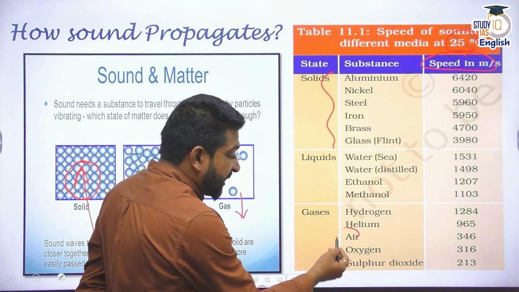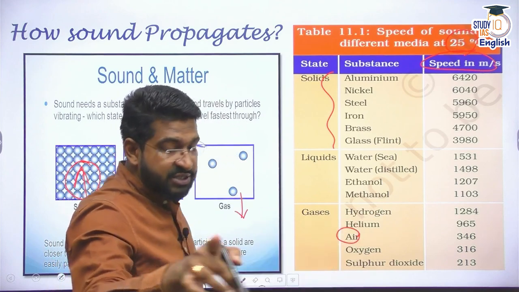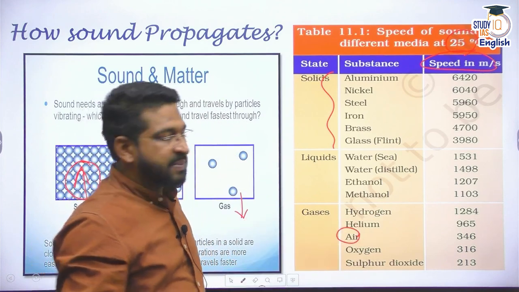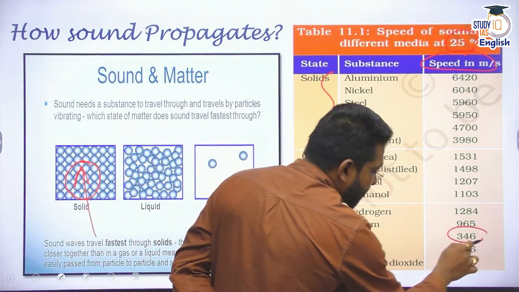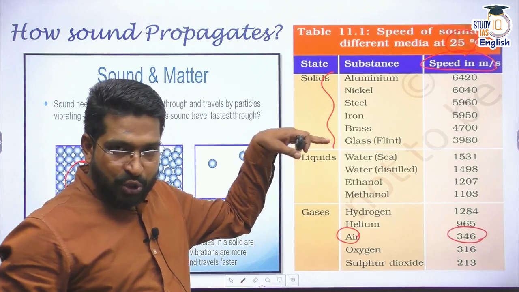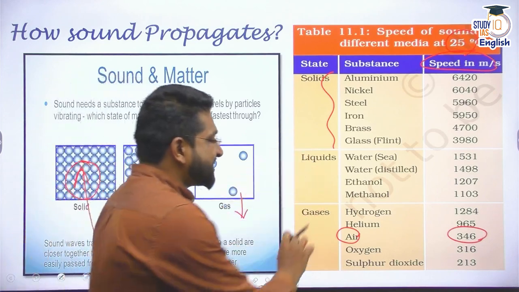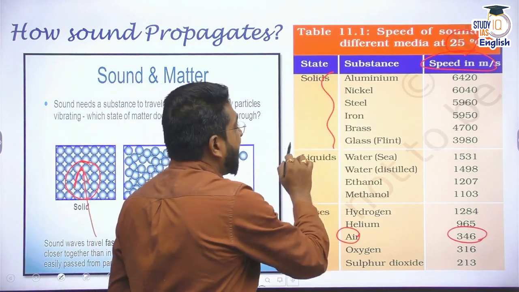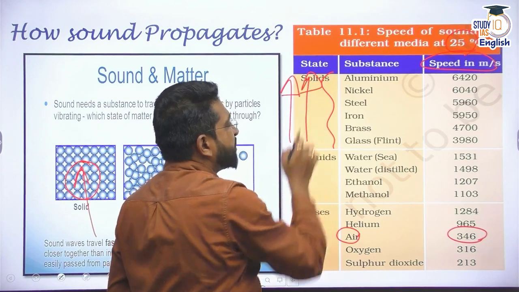Similarly, in the case of air, at 0 degrees Celsius it is 331 meters per second, but at 25 degrees Celsius it is about 346 meters per second. So in air and gases, the speed of sound is lower. In liquids it is much higher, and it is the highest in solids. Please remember this particular fact.